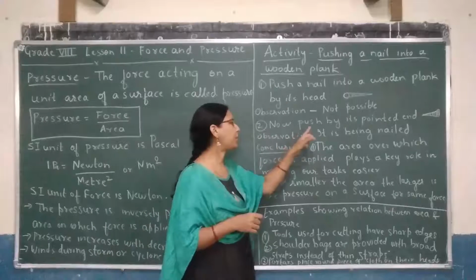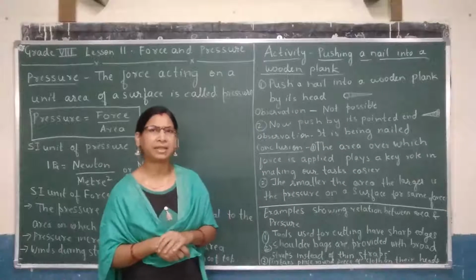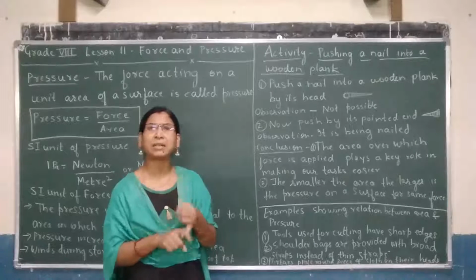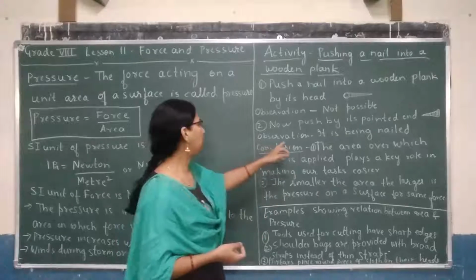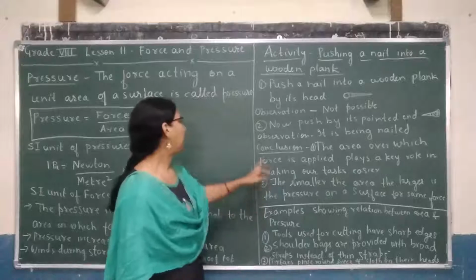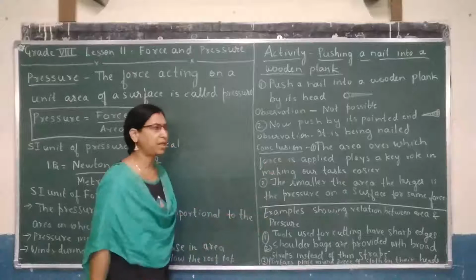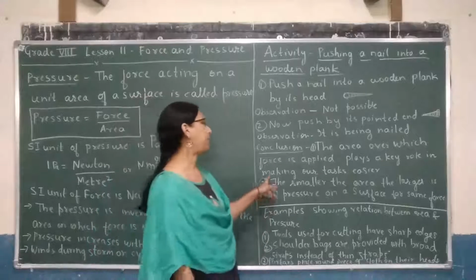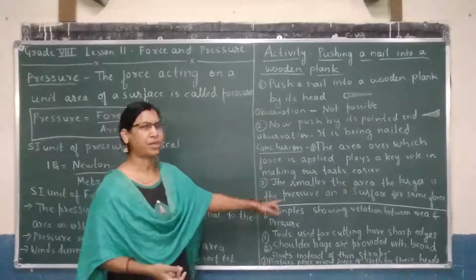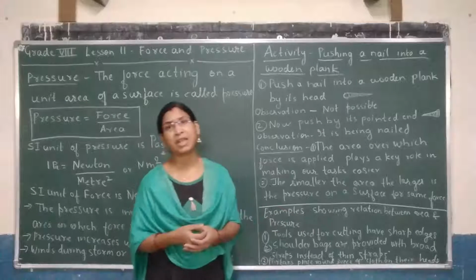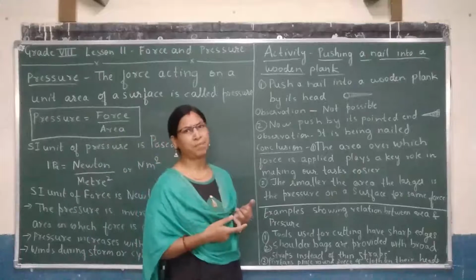Next step is, now push it by its pointed end. What do you think? Will it go? Yes. Just now we have seen that if area is less, pressure will be more and it makes our work easier. So this time it is being nailed. Our conclusion is the area over which force is applied plays a key role in making our task easier. The smaller the area, the larger is the pressure on a surface for the same force.